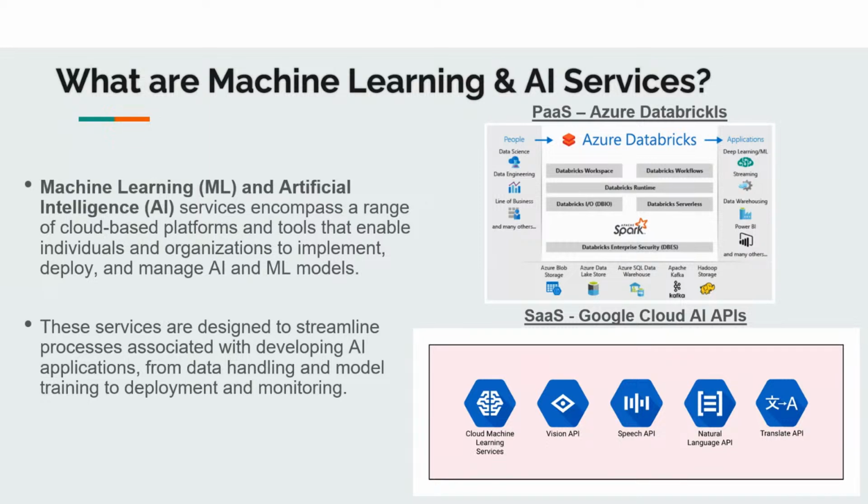What are machine learning and AI services? So these machine learning and artificial intelligence services encompass a range of cloud-based platforms and tools that enable individuals to organize, implement, deploy, and manage AI models.